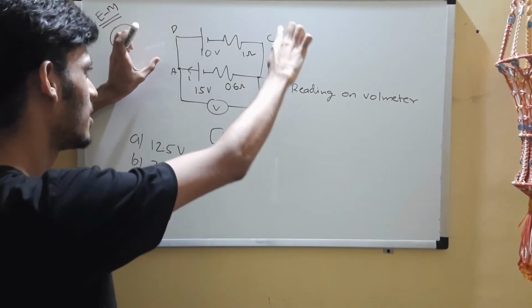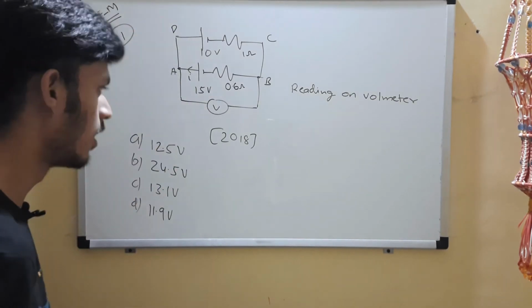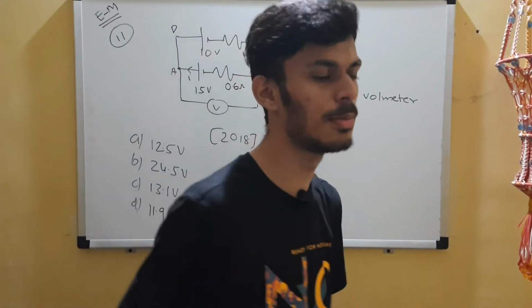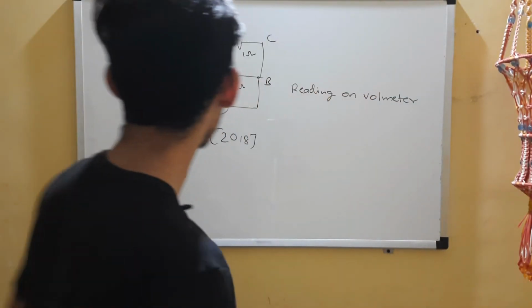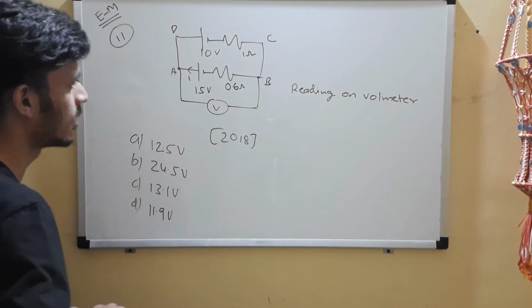A, D, C, B. So it won't go in that voltmeter branch. Basically, an ideal voltmeter does not draw any current. So let's find out the potential drop in this case. No, first let us find out the current, right?